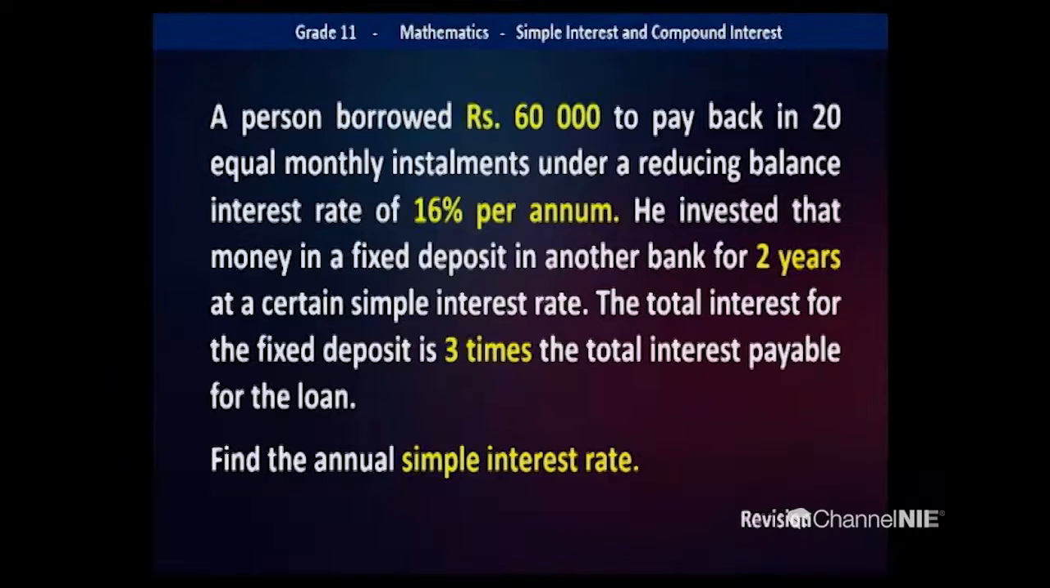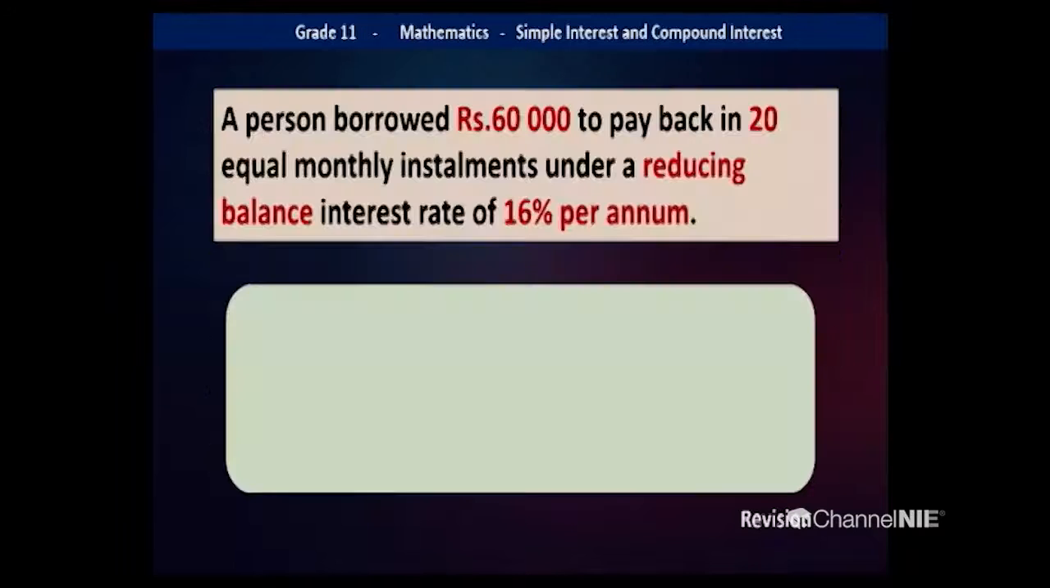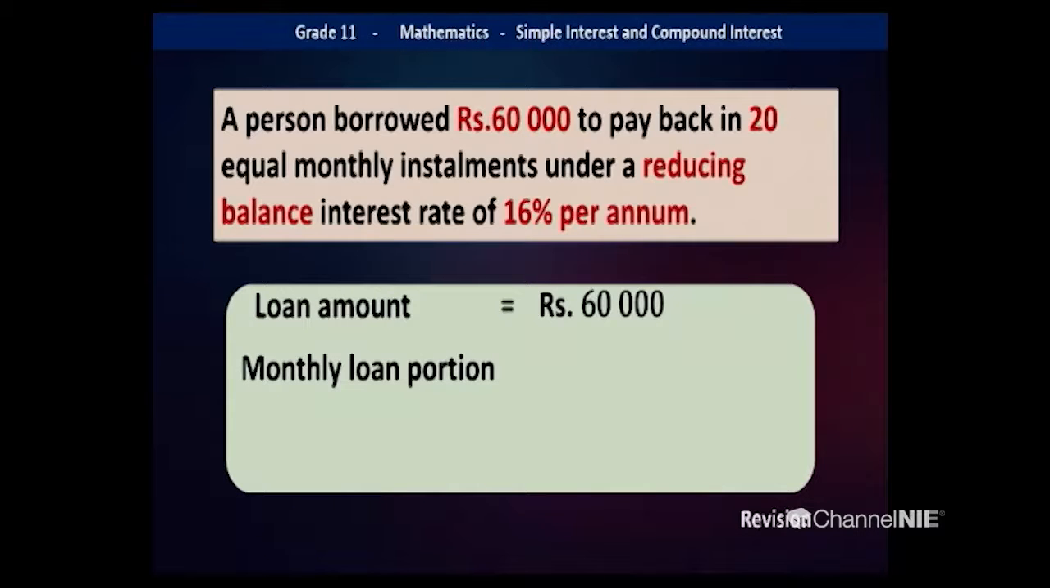They say a person borrowed 60,000 to pay back in 20 equal monthly installments under a reducing balance interest rate of 16% per annum. This is the question. I have highlighted the important facts. Let's go and calculate in that one. Loan amount 60,000 given directly. Monthly loan portion, that means without interest, it is 60,000 divided by 20, rupees 3,000. Per month, without interest, you have to pay 3,000.